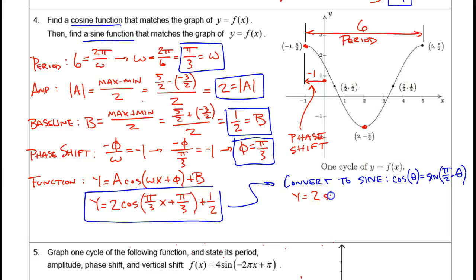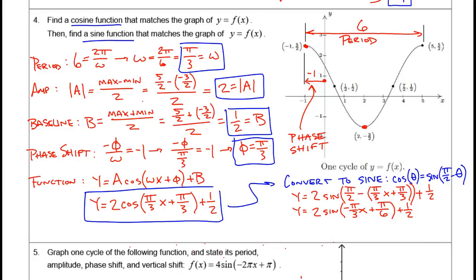Y equals 2 times the sine of pi over 2 minus all the stuff inside the parentheses here, which is pi over 3 times x plus pi over 3. And don't forget about the plus 1/2 out here at the back end. Now I'm probably not going to leave it like that because that's kind of messy. So let's do some simplifying inside the parentheses. I'm going to have 2 times the sine of, well, let's see, that's going to be negative pi over 3 times x. And then I have pi over 2 minus pi over 3. Let's see, pi over 2 minus pi over 3 is equal to pi over 6. And I still have my plus 1/2.